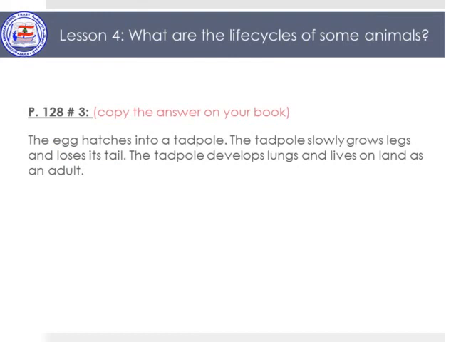Now on page 128, number 3, the question is, how does a frog go through metamorphosis? So the answer is, the egg hatches into a tadpole, the tadpole slowly grows legs and loses its tail, the tadpole develops lungs and lives on land as an adult.